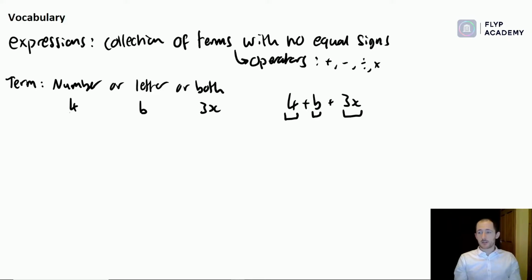And this is an expression because there's no equal signs. It's a collection of terms. It has operators in between it and no equal sign. So that is a definition of an expression. The next thing you need to know is an equation. Very easy. An expression with an equal sign.